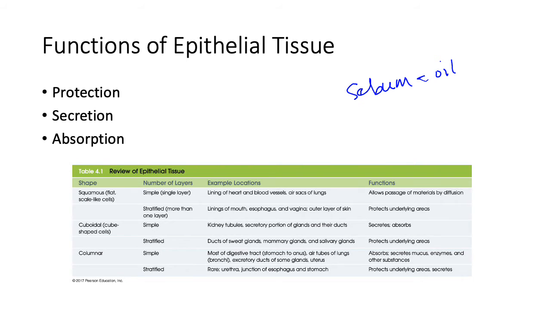I also just wanted to highlight table 4.1 from your textbook. I think this nicely gives you kind of a review of epithelial tissue. In your tissue virtual lab, you have a 30-minute video to watch on tissues, and it's going to go through basically all the different types and what they do and where you'll find them. I think using this table can really help with that virtual lab, so keep that in mind. But really, all of these are working to protect, secrete, and absorb materials.